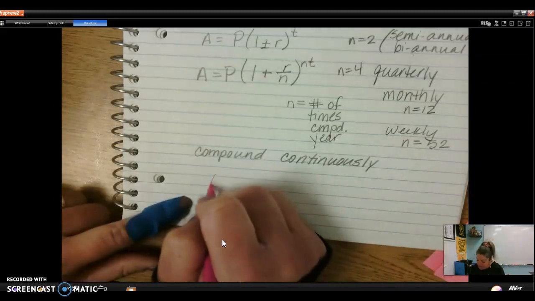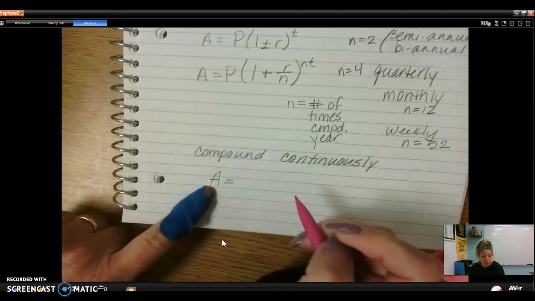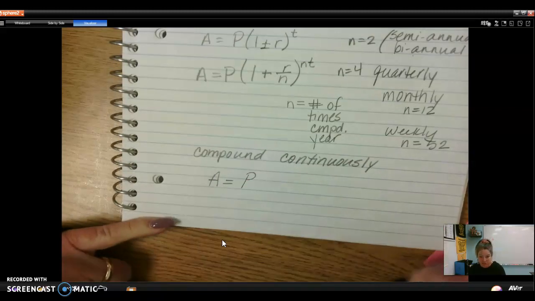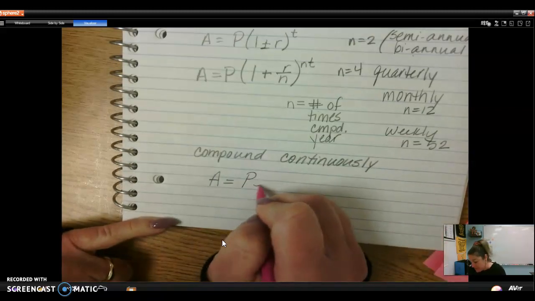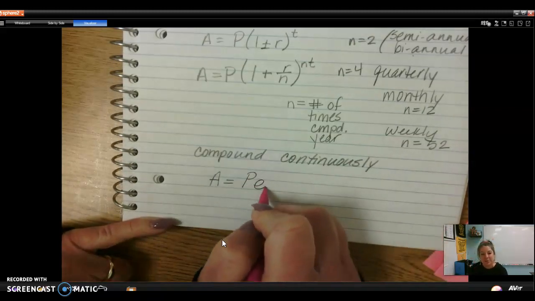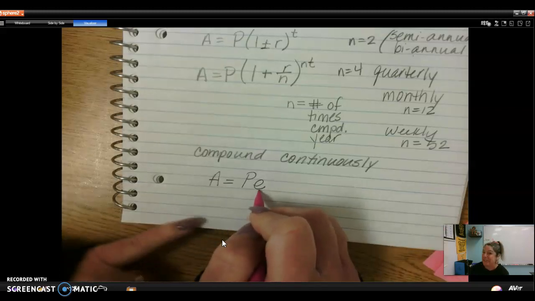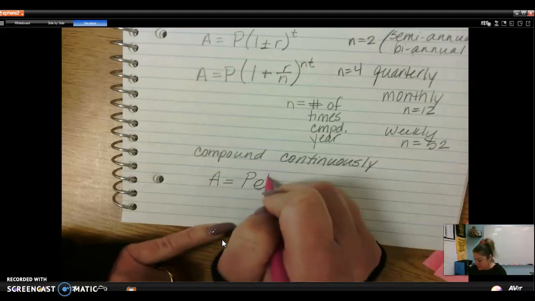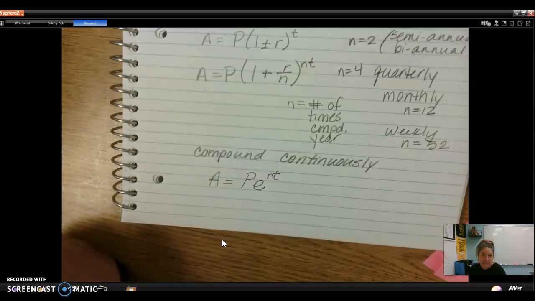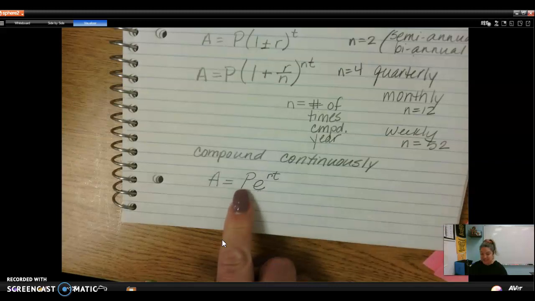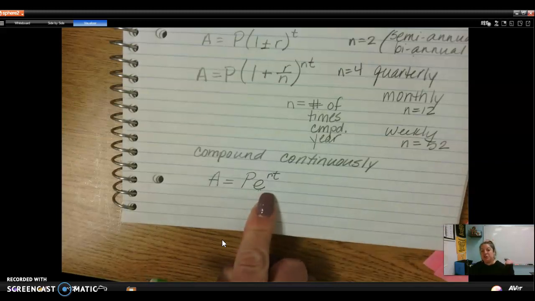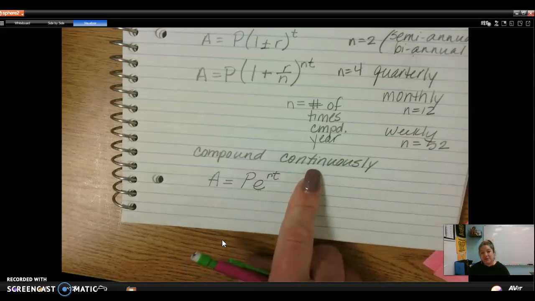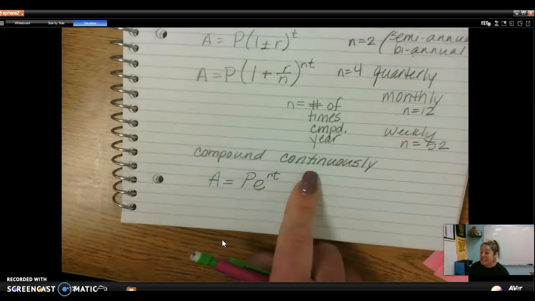But that formula is going to be close to the same. So A, remember, is the amount. P is the principal, the amount that you start with. But this time, you're going to do e. Do you remember what e was? e was 2.71, okay? You're going to do e to the r times t, okay? So it's the initial amount, then you're going to do the base of e, and you're going to raise it to the rt. This is when it's compounded continuously.